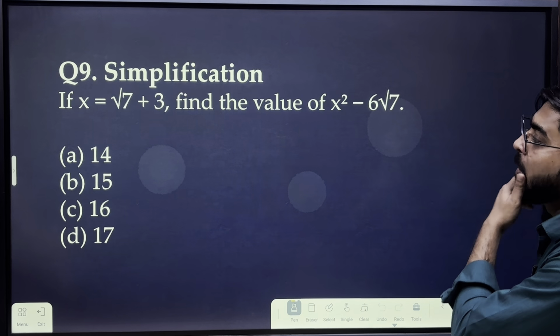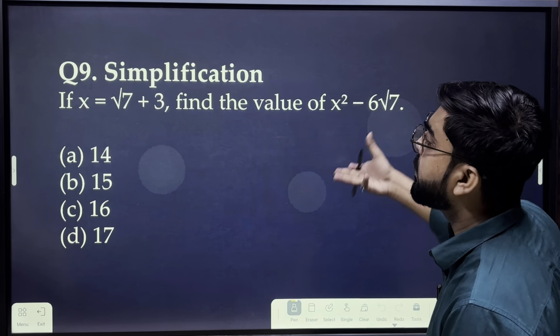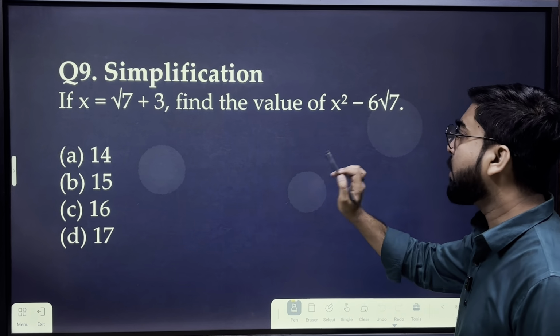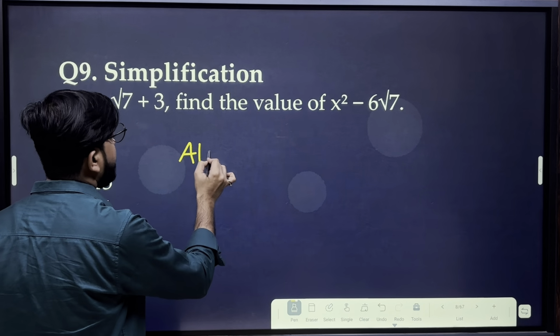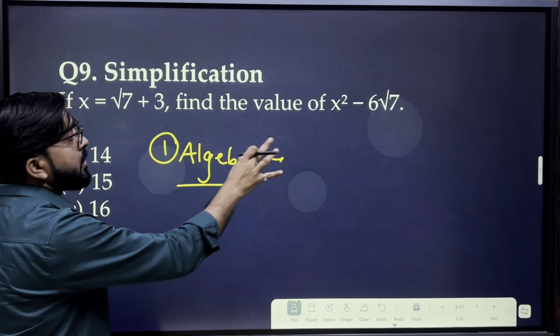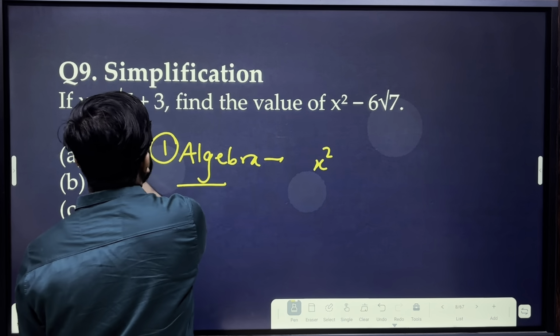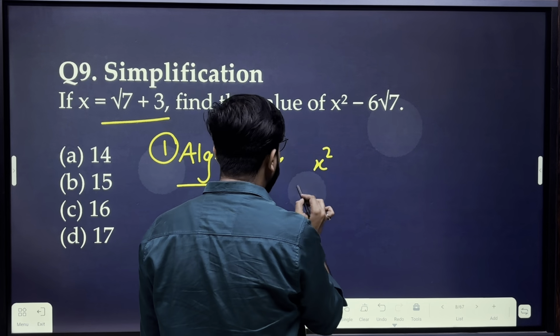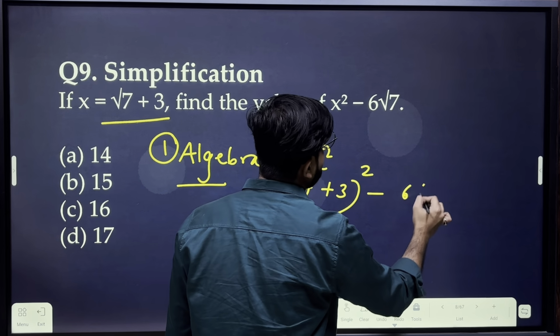Now, one more question: x equals root 7 plus 3, find the value of x square minus 6 root 7. That is the question. I want to tell you that this is based on algebra, and you are going to solve this with an identity. X square means here x is root 7 plus 3, the whole square of this, minus 6 root 7.